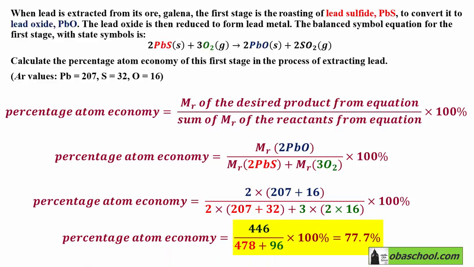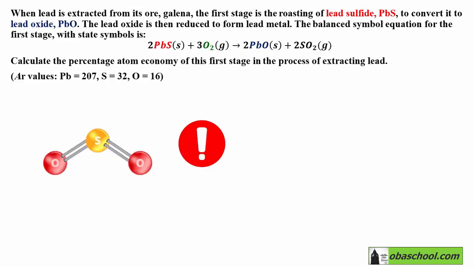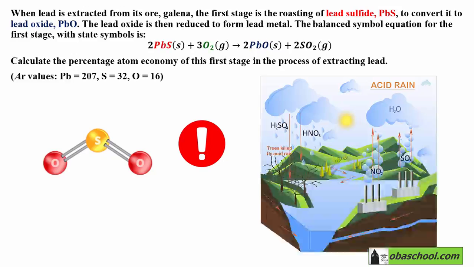and thus we have 446 divided by 478 plus 96, times 100%, which is equal to 77.7%. So the percentage atom economy of the first stage in extracting lead is 77.7%. The other product of this reaction is sulfur dioxide gas, and this gas is a serious pollution threat. Why? Because it causes acid rain. So companies have to find a way to remove it from waste gases.